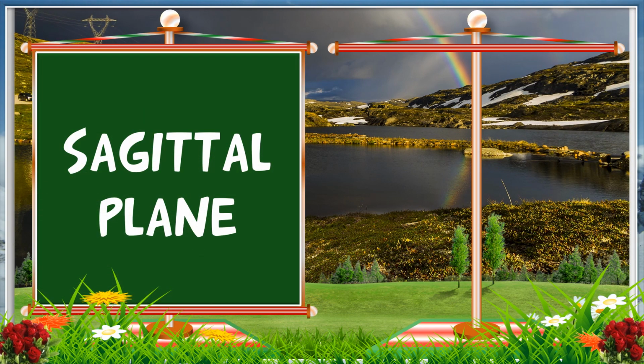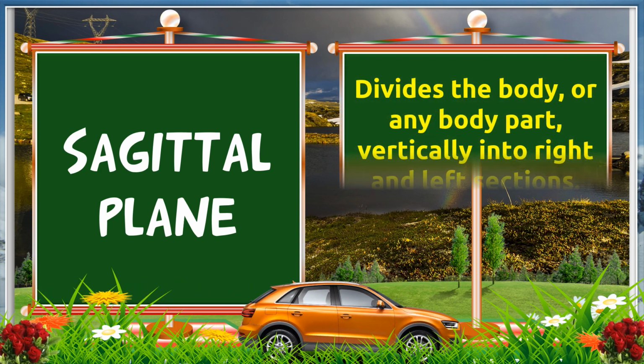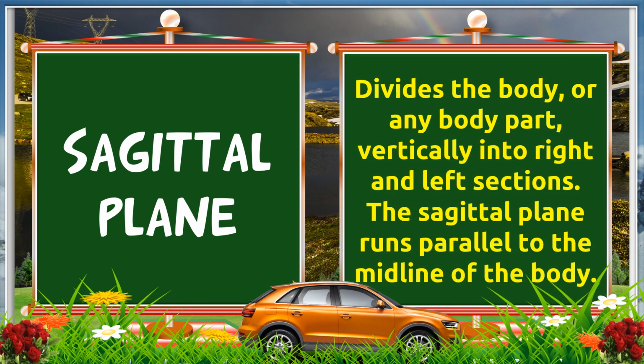Sagittal plane. Divides the body or any body part vertically into right and left sections. The sagittal plane runs parallel to the midline of the body.